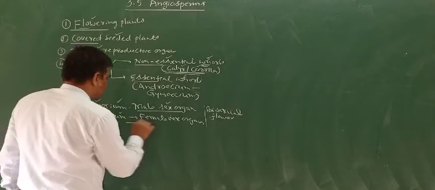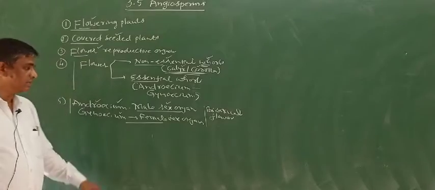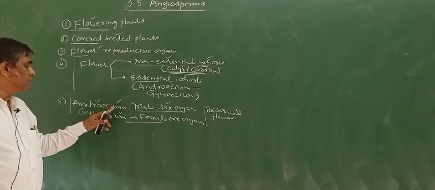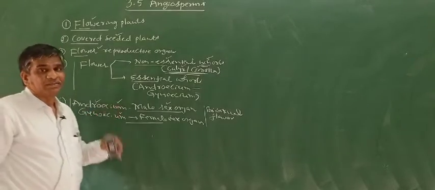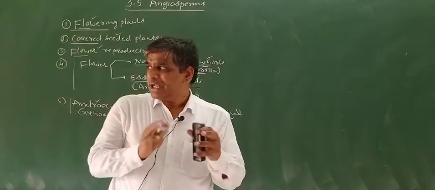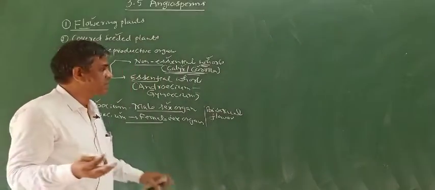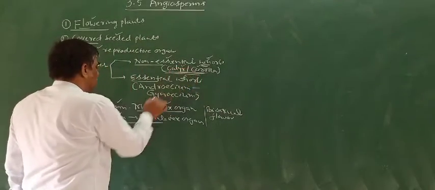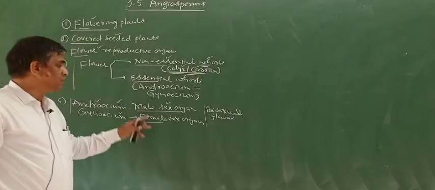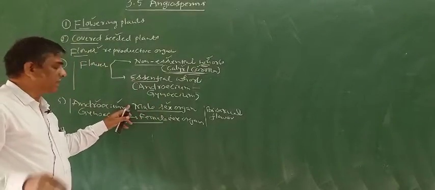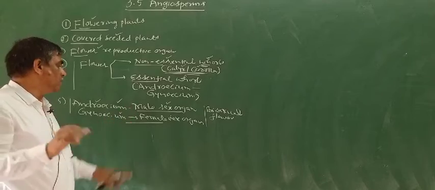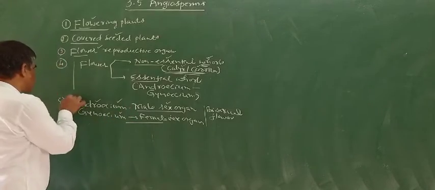Such flowers are called unisexual flowers. What are those unisexual flowers? They must possess either of the sex organs. Either only androecium is present or only gynoecium is present along with calyx and corolla, then the flower is unisexual. It may be unisexual male or unisexual female. So like this we can classify.